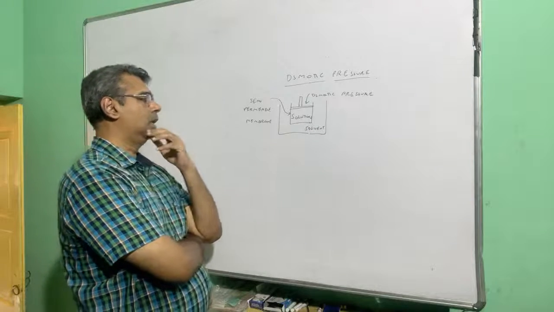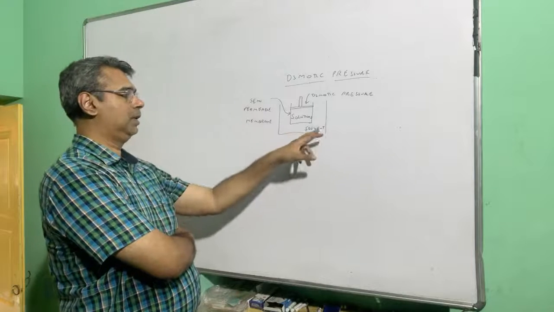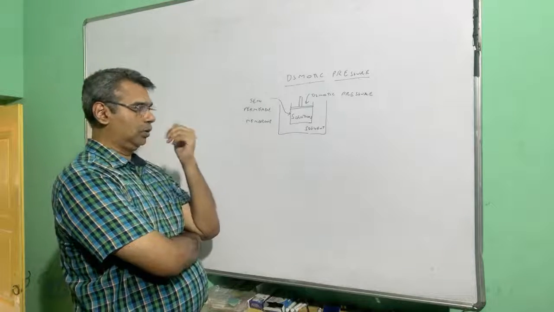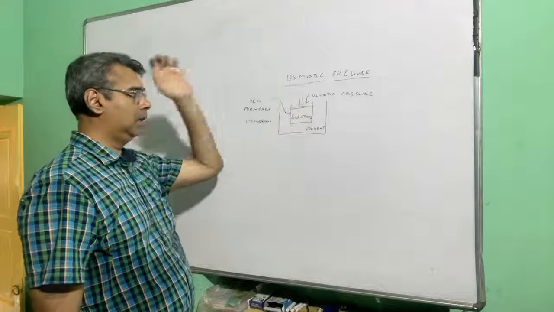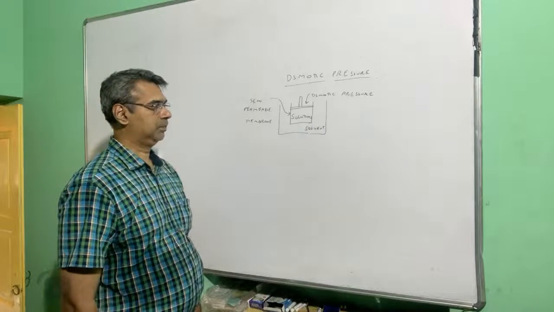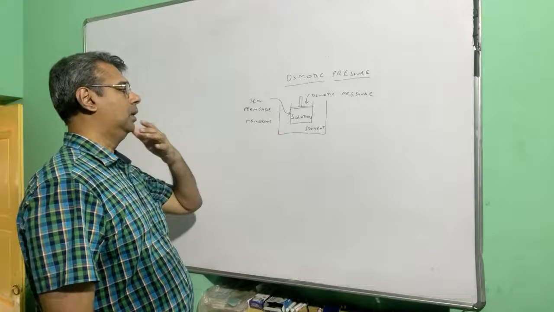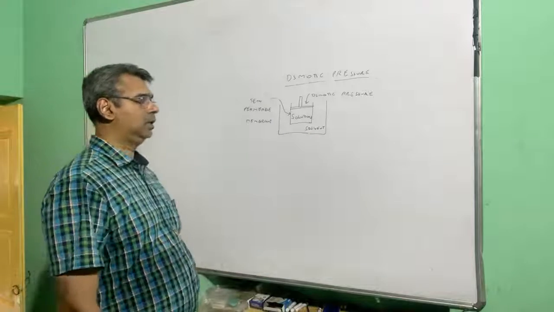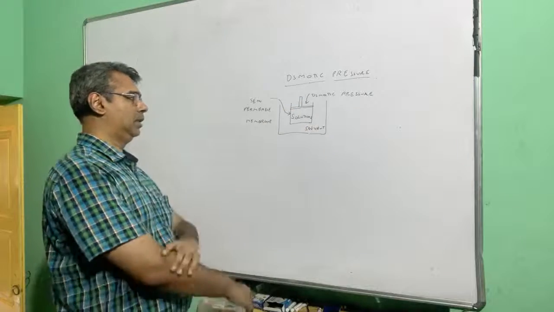Now, suppose you want to prevent osmosis, suppose you want to prevent the passage of solvent into the solution through the semi-permeable membrane. Then you will have to apply some excess pressure over here. That excess pressure is known as osmotic pressure. So osmotic pressure is the excess pressure that you must apply on the solution side to prevent any osmosis into the solution from the solvent side.